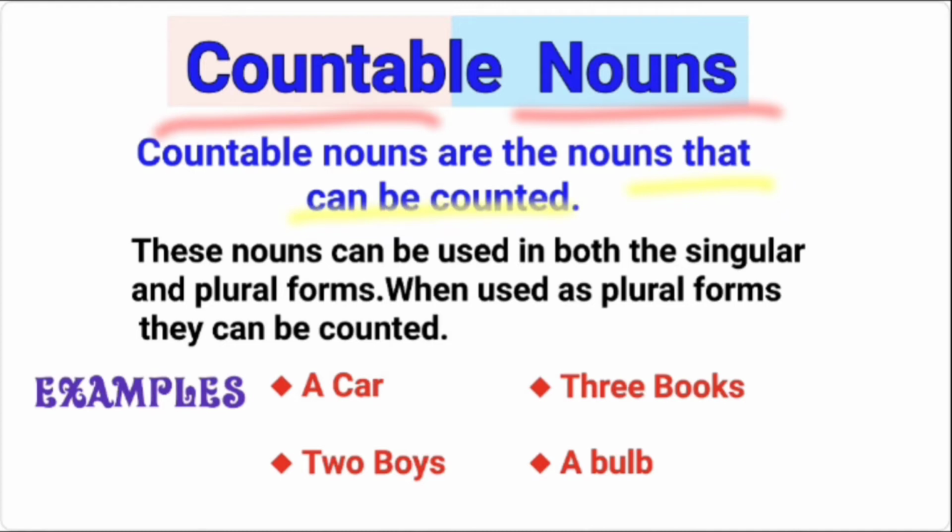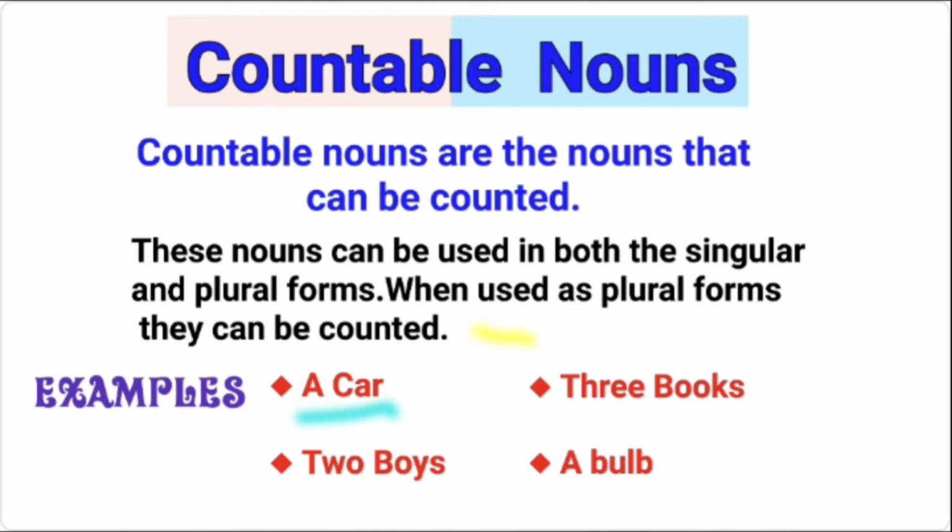Nouns which can be counted are called countable nouns, as these nouns can be used in both the singular and plural forms. When used as plural forms, they can be counted, as a car. We can count a car or hundreds of cars also. So these are countable nouns. Three books, a book or many books, two boys, a bulb. So these all are countable nouns.